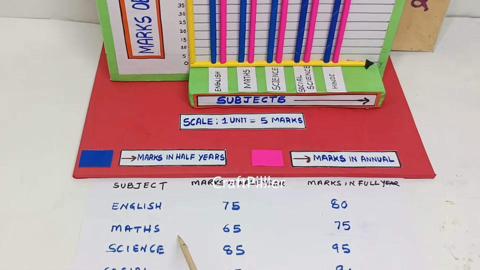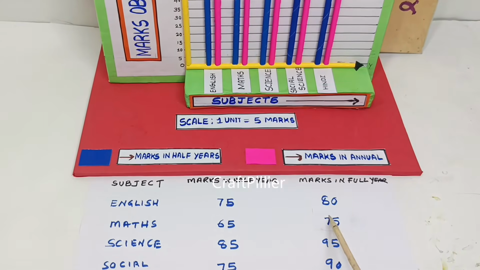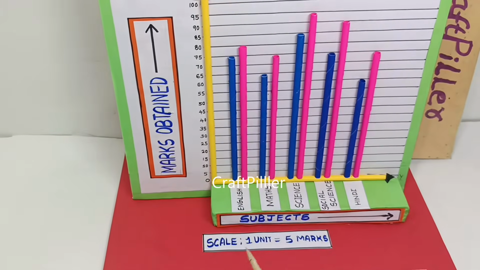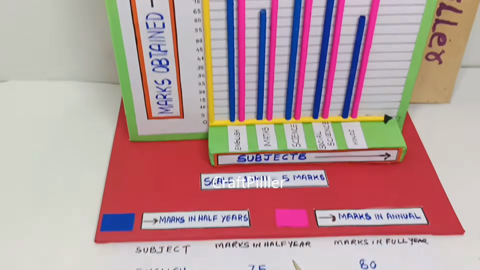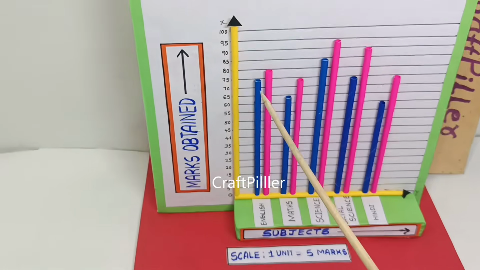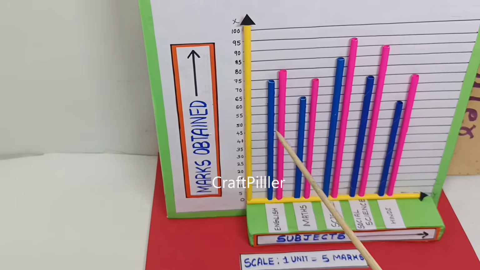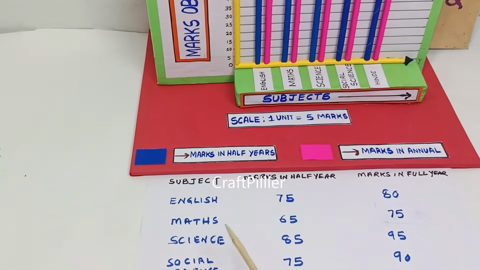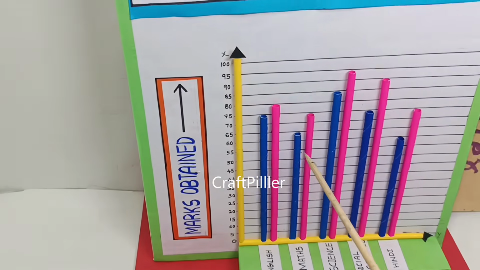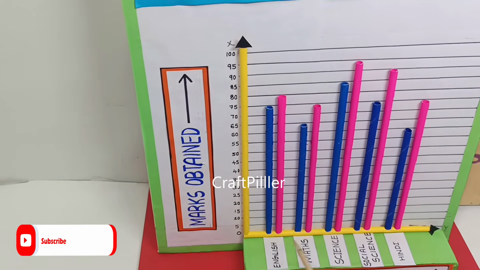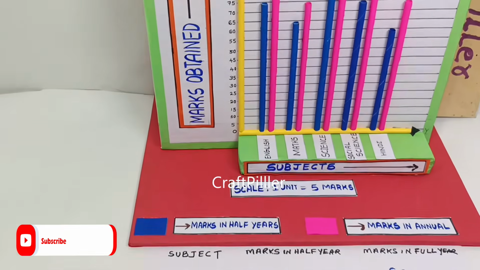So for the subject English, in the half year 75 and full year 80. We have represented the scale as 1 unit equal to 5 marks. Now we wanted to represent 75 and 80, the English marks. This is what we represented in two colors. And the maths 65 and 75 are represented in these two bars, which is a double bar graph.